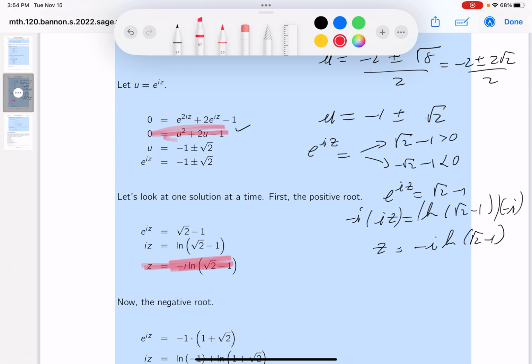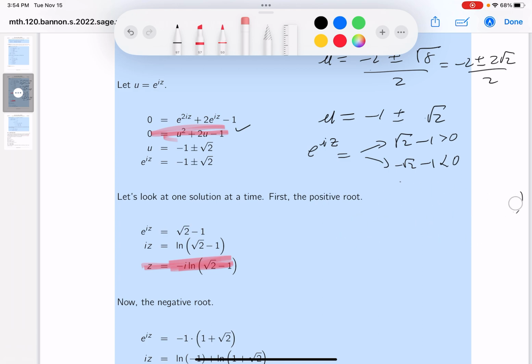Let me get the other one. Less comfortable about that, by the way. I'm good with that. And let's talk about the other one now. And the other one is that negative problem. And let's write that one down. So what do you get? You get e to the iz is equal to minus root 2 minus 1 now.